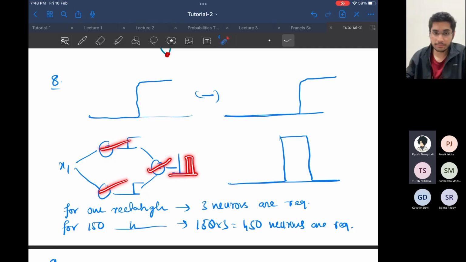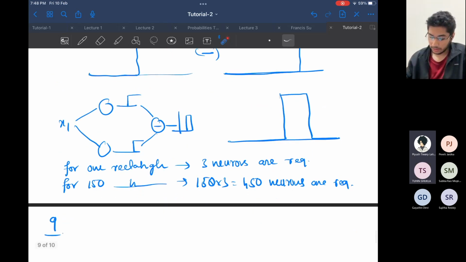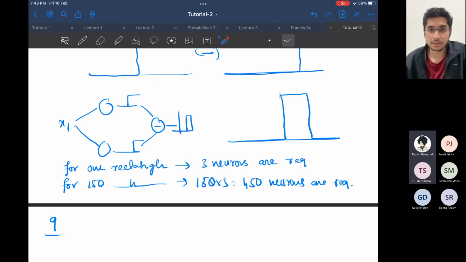Generally, people just consider these two neurons and they ignore this one. However, this is also a neuron that you need to keep in mind. So one rectangle requires three neurons. So 150 rectangles will require 150 into 3, 450 neurons.